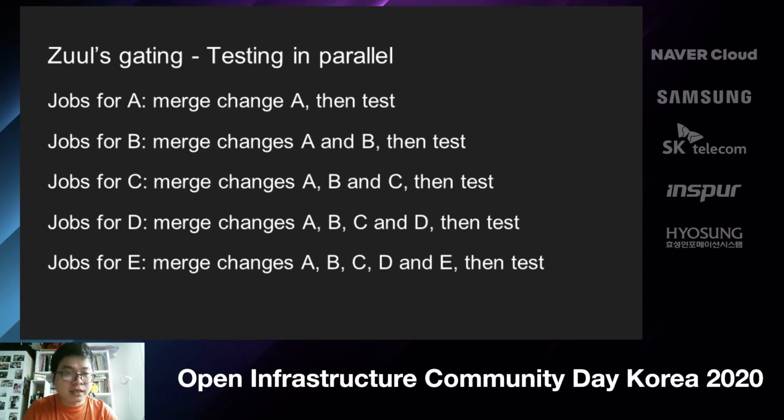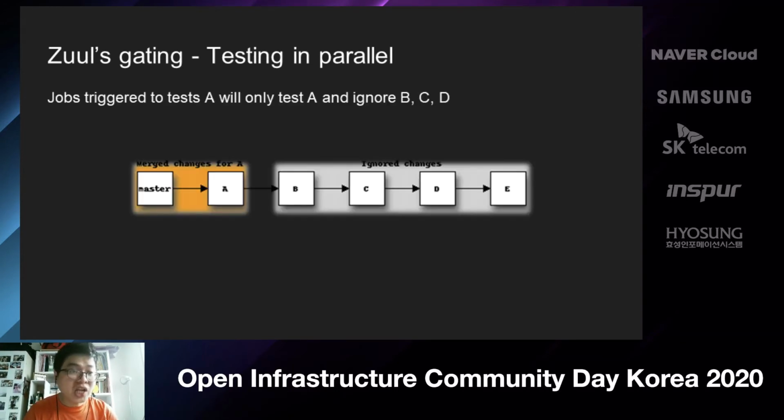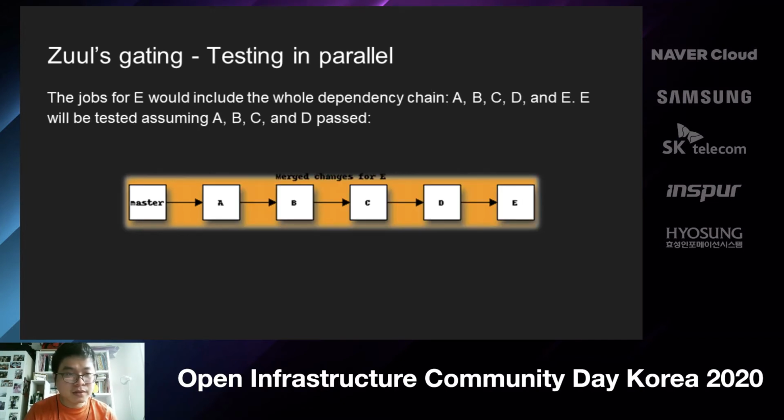But the thing is, when Zuul triggers the test, the job for A will only test A and ignore B, C, D. The job for E would include the whole dependency chain, A, B, C, D, and E. The job for E will be tested assuming A, B, C, and D pass. So it doesn't have to wait for the tests of A, B, C, and D changes to finish. It can run immediately.